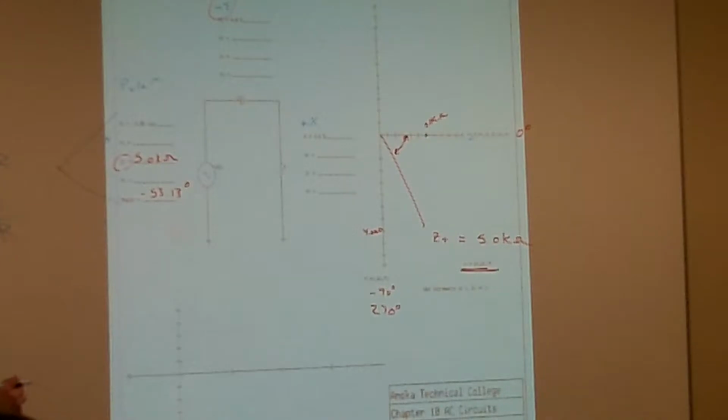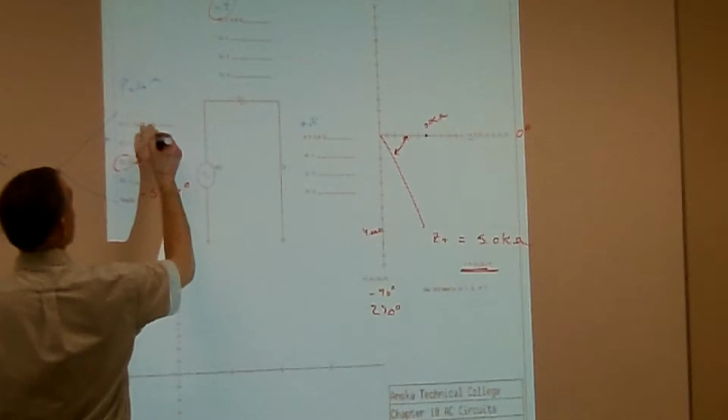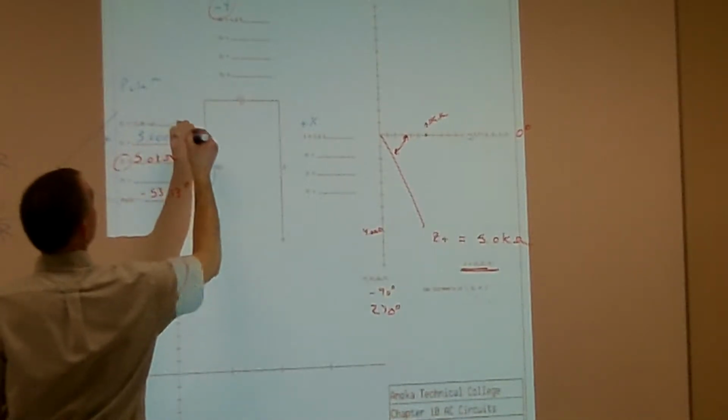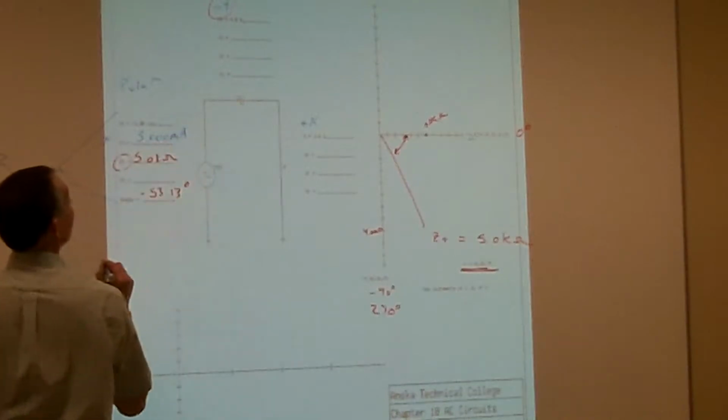So what do you get for current? 3 milliamps? Okay, and then what's my units though? 3 milliamps AC. Don't forget your units.